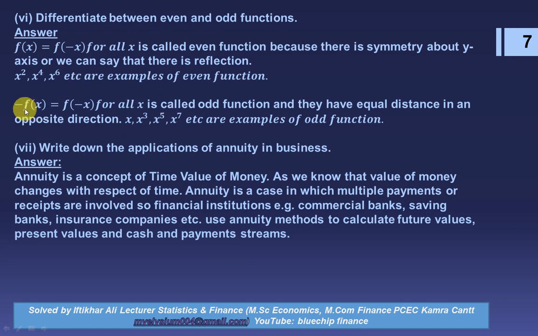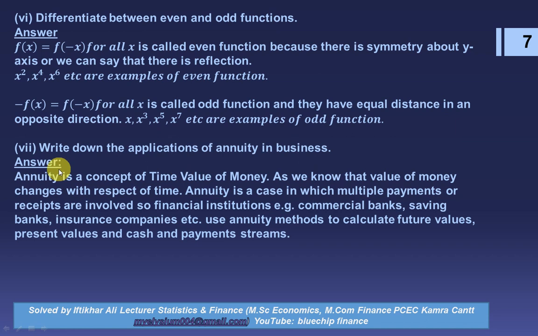And if -f(x) equals f(-x) for all x, it is called an odd function, and they have equal distance in an opposite direction. x, x cube, x raised to power 5, x raised to power 7, etc. are examples of odd functions.